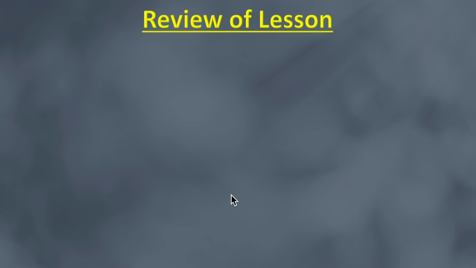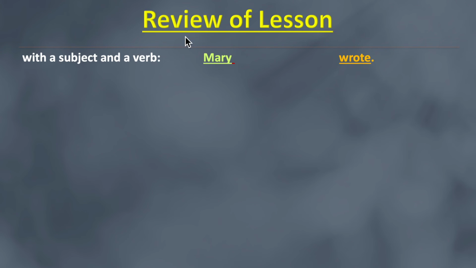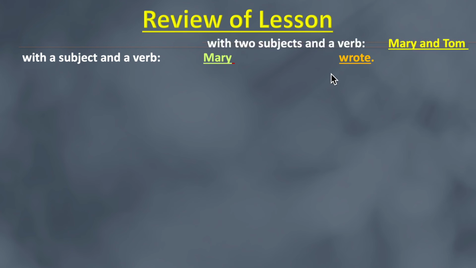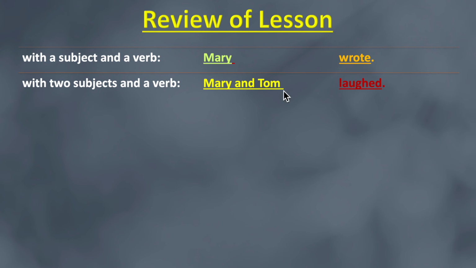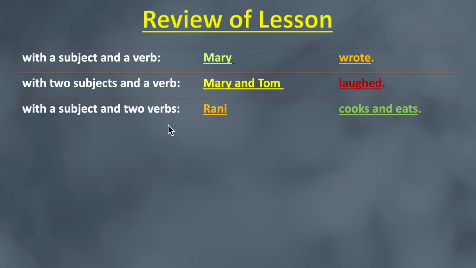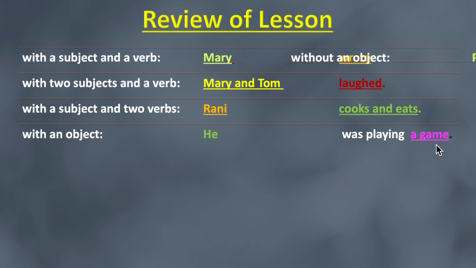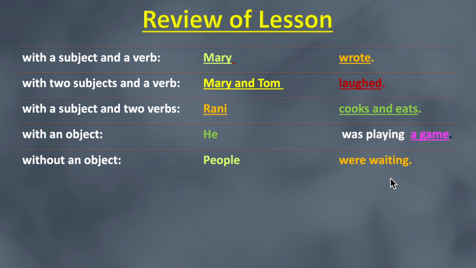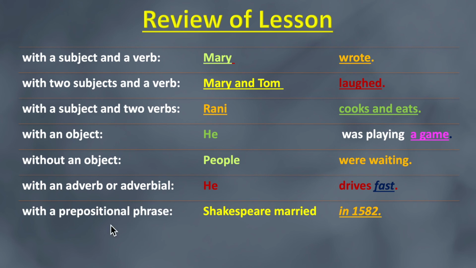So let's review. What we have come to know about simple sentences is that a simple sentence can be formed with a subject and a verb, like this, Mary wrote. Can be formed with two subjects and a verb. Mary and Tom laughed. Can be formed with a subject and two verbs. Rani cooks and eats. Can be formed with an object. He was playing a game. Can be formed without an object. People were waiting. No object. With an adverb or adverbial. He drives fast. With a prepositional phrase. Shakespeare married in 1582. With a linking verb. Kathy is a nurse. So this is all about simple sentences.